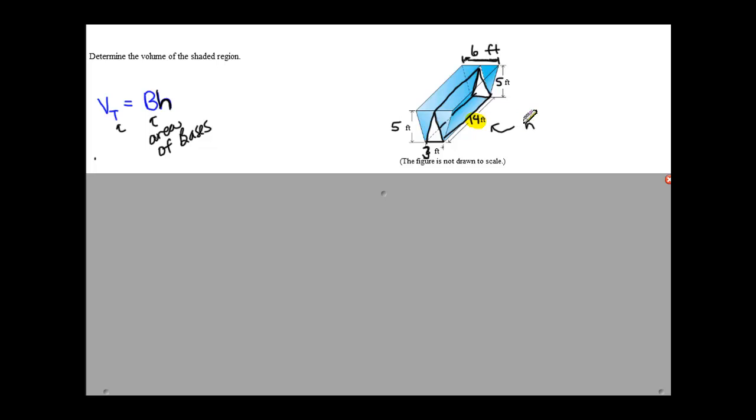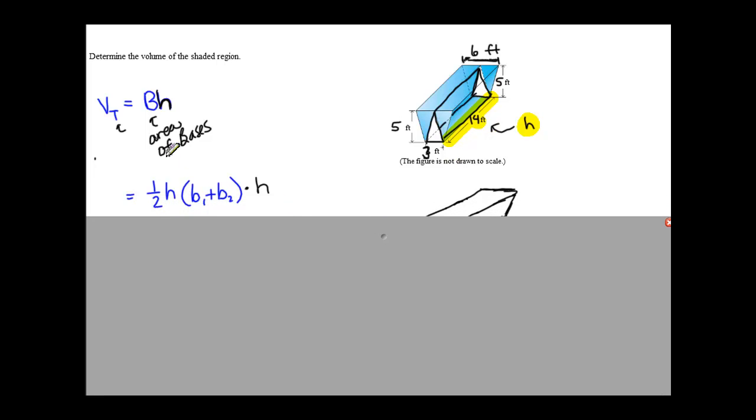So the height of the prism is that 14 feet. That's the distance between the two bases here. Okay, so to find the area of the trapezoid, which is the area of the base, recall that the area of a trapezoid is 1/2 the height of the trapezoid. Now make sure that that height is the height of the trapezoid. It's not referring to the height of the prism. So we'll want the height of the trapezoid times base 1 plus base 2 of the trapezoid.